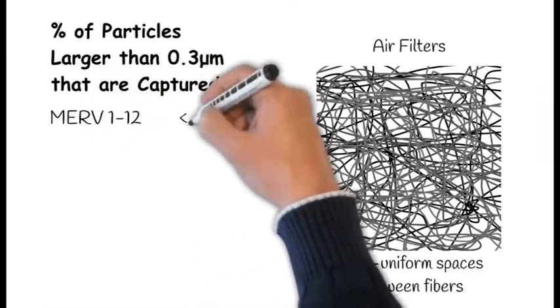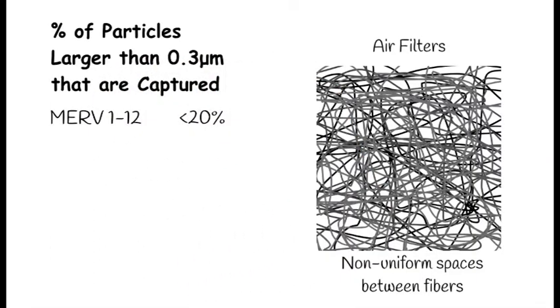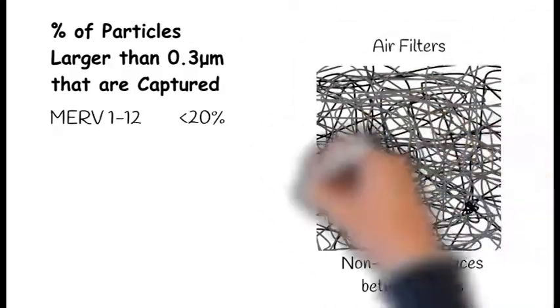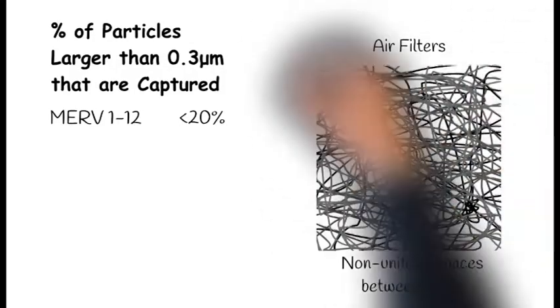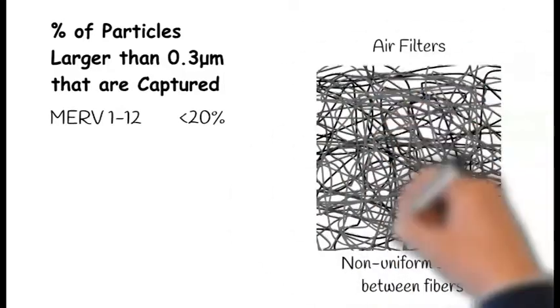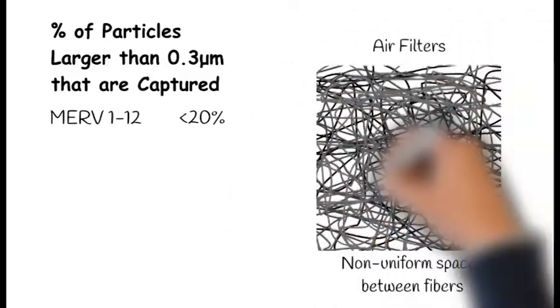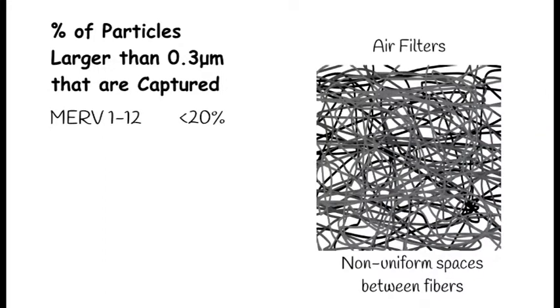Filters that are designated MERV 1 through 12 are designed to protect the HVAC equipment by keeping detritus and very large particles like leaves out of the HVAC system so that the fans and other equipment are not damaged. By increasing the amount of fibers used in creating the filter, you're able to reduce the size of the space between the fibers. That enables the filter to capture more of the particles that are larger than 0.3 microns.